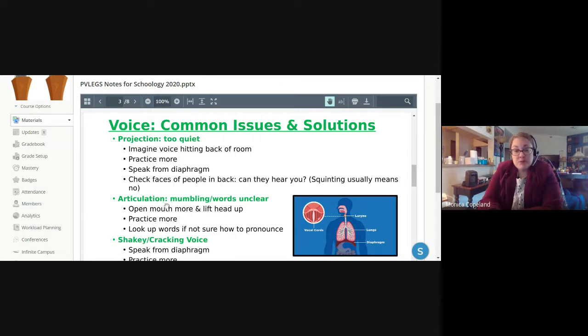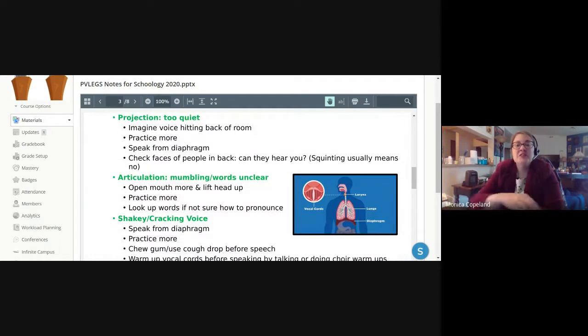The second issue with voice, and some solutions for it, is articulation. And in order to say it, you have to do it. Articulation is how clearly you pronounce a word or the words. One problem with articulation is people mumbling, or they trail off a bit at the end of their sentences so you can't catch everything. Or even if they're too fast, articulation can be a problem. One thing that helps is to open your mouth more when you speak and make sure your head is up. And of course, practice more.